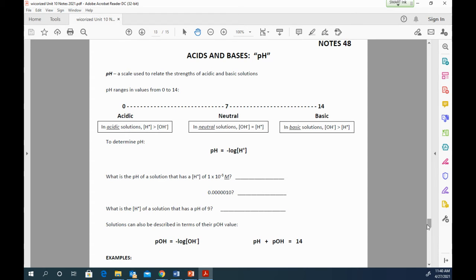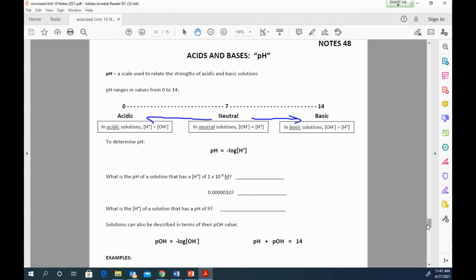So pH is a scale used to relate the strengths of acidic and basic solutions. How it works is the pH ranges from 0 to 14. You should know, we've already mentioned that, but 7 is neutral, meaning it's not acidic or basic. The more it goes this way, the more acidic it gets. The more it goes this way, the more basic it gets. So the further away from 7 the pH value gets, the more acidic it gets if it's getting lower, or the more basic it's getting, the number's getting higher, okay?